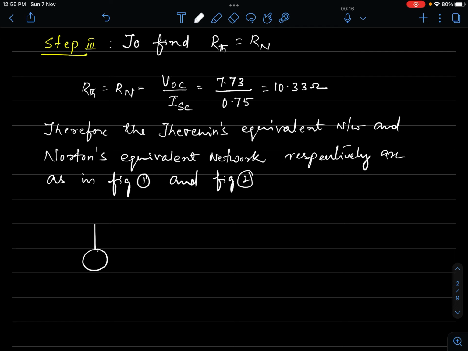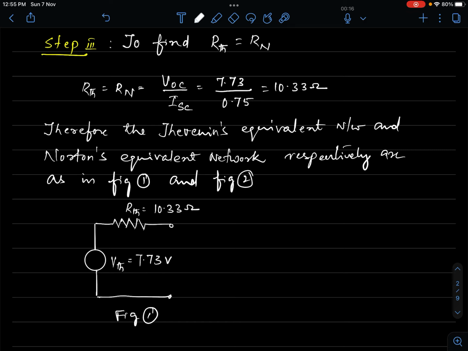It is now simple. We will draw a circle and a resistance in series. This is my Thevenin's network. This is my figure 1. What I have here is VTH, which is 7.73 volts, and this is RTH, which is equal to 10.33 ohms.